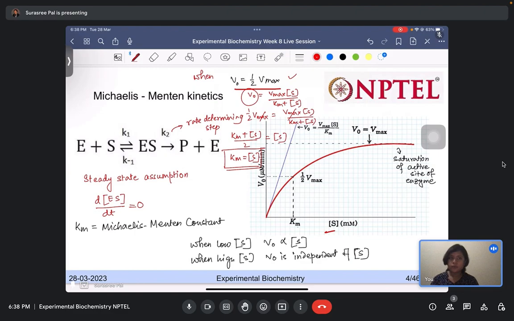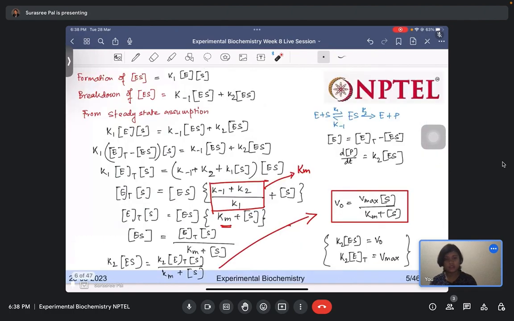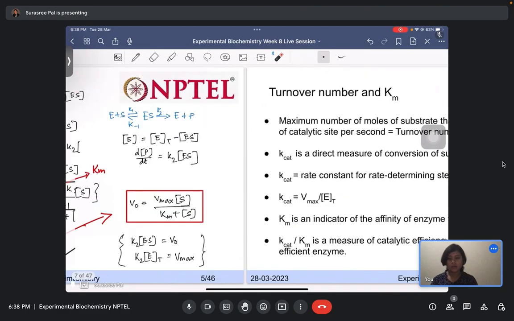Also from this graph we see that when there is low substrate concentration, the velocity is proportional to substrate concentration, but at high substrate concentration, when saturation occurs, the velocity is independent of the substrate concentration as the graph starts to form a plateau. So that is all about the Michaelis Menten equation, and this is the derivation of the Michaelis Menten equation.